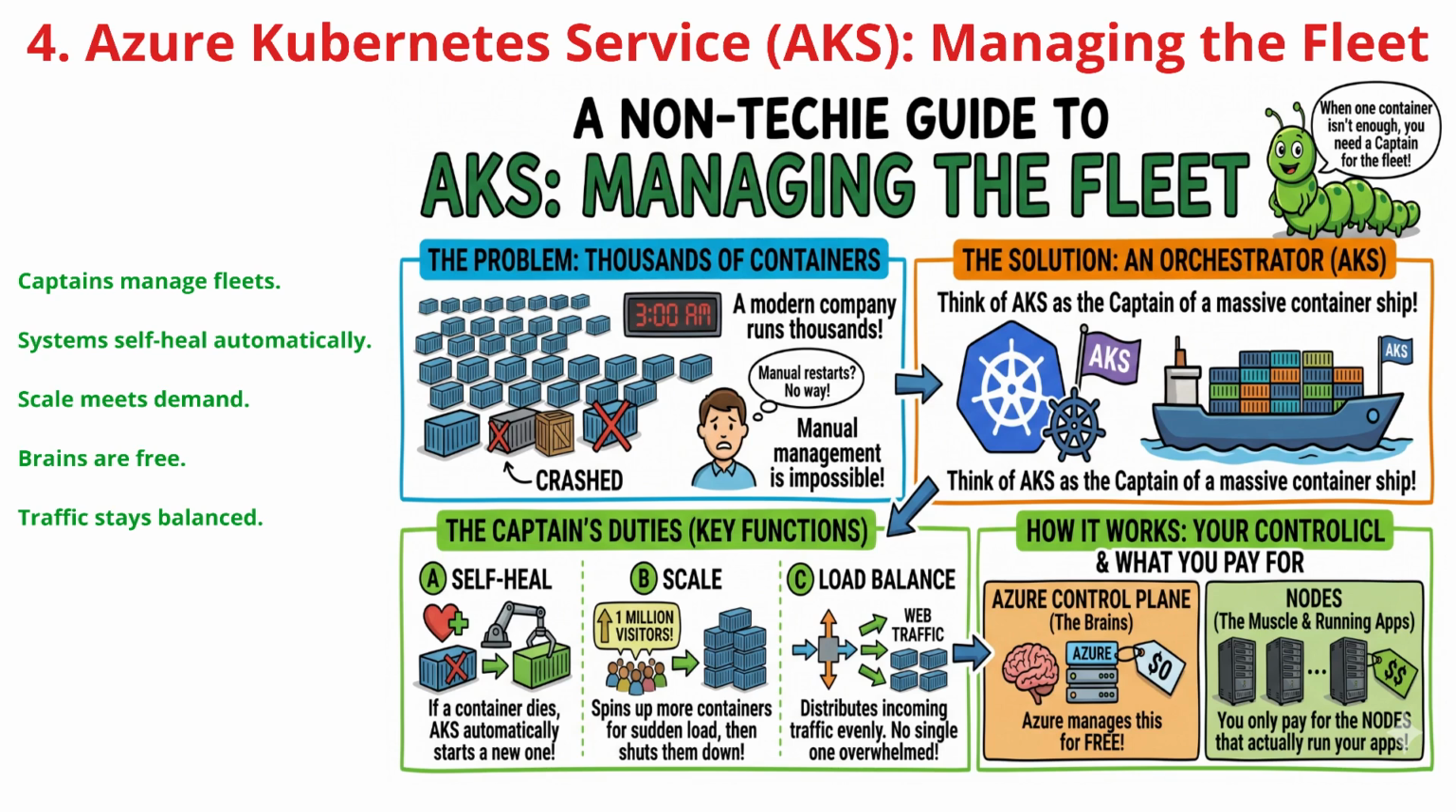Next is scaling. If your website goes viral, AKS spins up an army of containers to handle the crowd, then settles back down when they leave. It also acts as a traffic cop, load balancing incoming visitors so no single container gets overwhelmed. The best part, Azure provides the control plane, the brains of the operation, for free. You only pay for the nodes, which are the muscle doing the actual work.